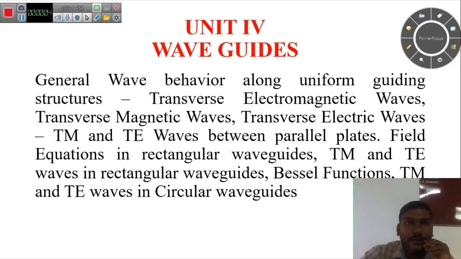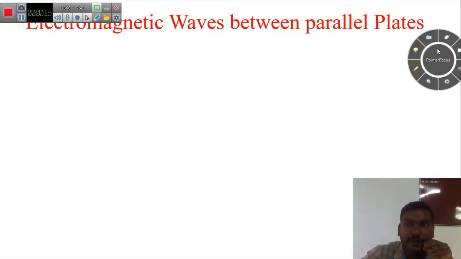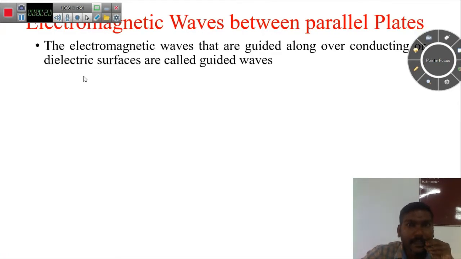Now we are going to discuss a topic in transmission and RF systems, unit number 4, waveguides, and this is the syllabus. We will discuss the first topic, electromagnetic waves between parallel plates. Right, electromagnetic waves between parallel plates.